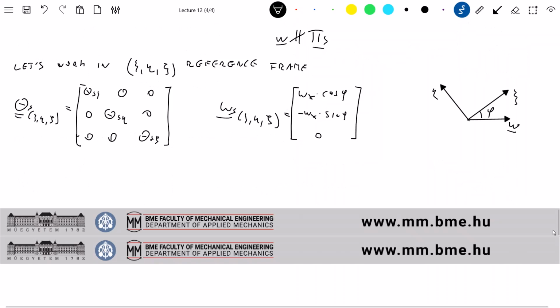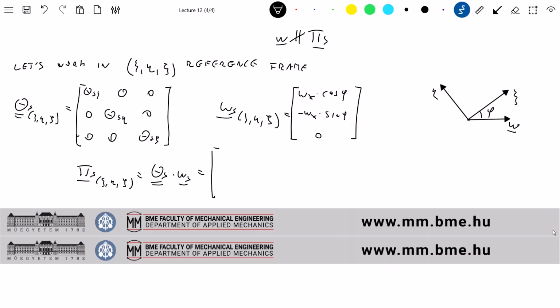From this we can compute pi s in the psi, eta, zeta reference frame, which is given by theta s times omega s. This will provide us theta s psi times omega x cosine phi.